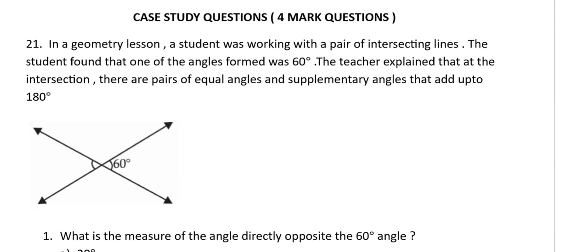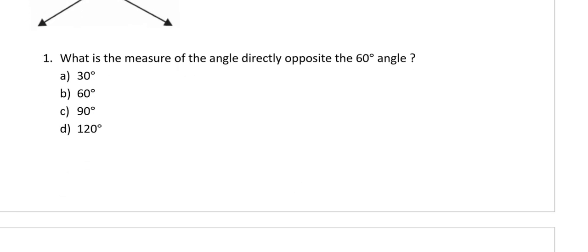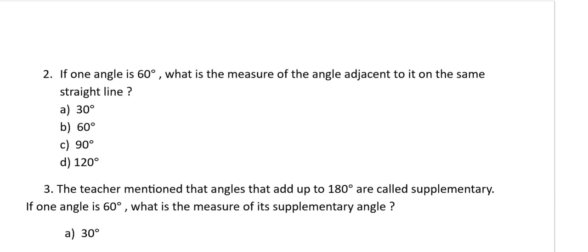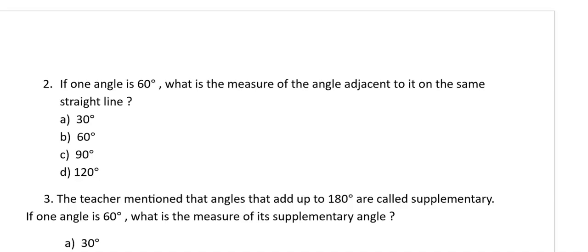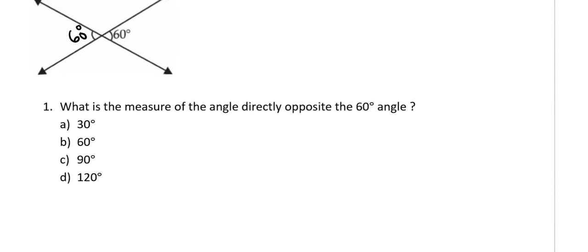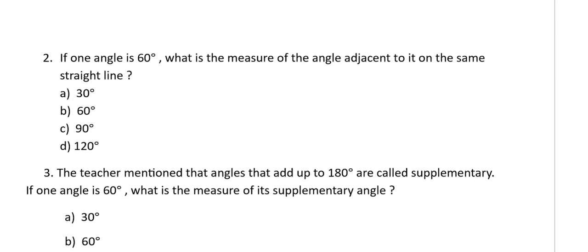This is a case study question. What is the measure of the angle directly opposite to 60 degrees? This is also 60 degrees because vertically opposite angles are equal. One angle is 60 degrees, then the measure of the adjacent angle will be, if you add, you have to get 180 degrees. So the total angle sum will be 180 degrees. This angle is 120 degrees. So the second answer is 120 degrees.